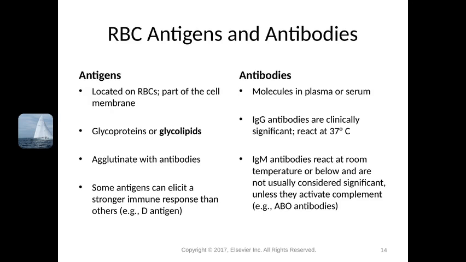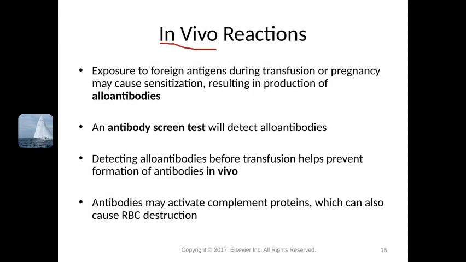So when we look at reaction type, our in vivo reactions will basically occur when we have foreign antigens that we're exposed to during transfusion or pregnancy. Now remember, we're talking about reactions blood bank wise, not like, say, an allergic reaction. So we're exposed to these foreign antigens, basically foreign red cells, either by a donor transfusion or a pregnancy, where we get exposed to fetal blood for a pregnant mom, we will produce alloantibodies. And again, this is an antibody against an antigen from someone else.